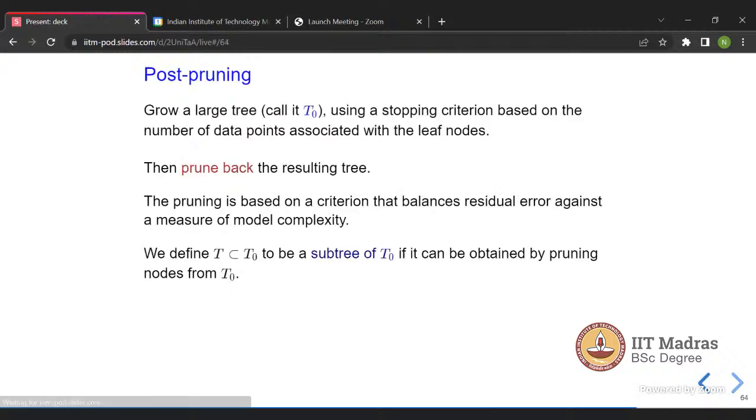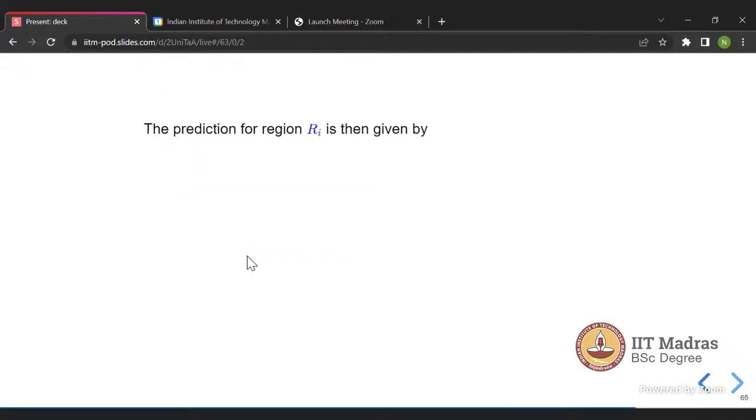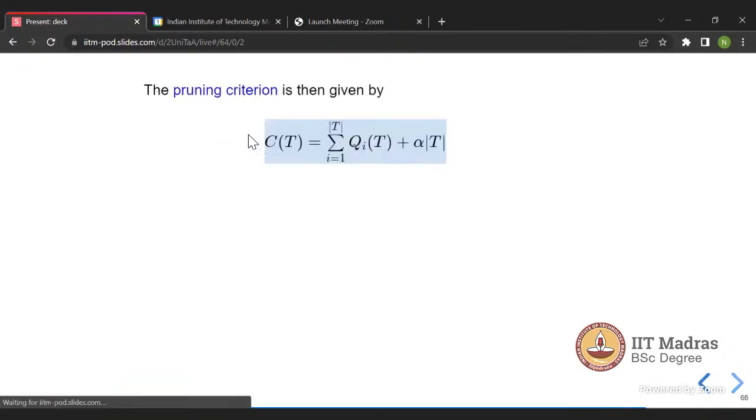So what happens in the cost complexity method? We grow a full-size tree and then prune back. Prune back means we remove some of the internal nodes and make those leaf nodes. And that is what I mean by prune back. So how does it work? We first grow a full tree. Let's call it T0, and we define T to be a subtree of that T0. And we define the pruning criterion to be the classification error for the leaf nodes plus alpha times the number of leaf nodes.